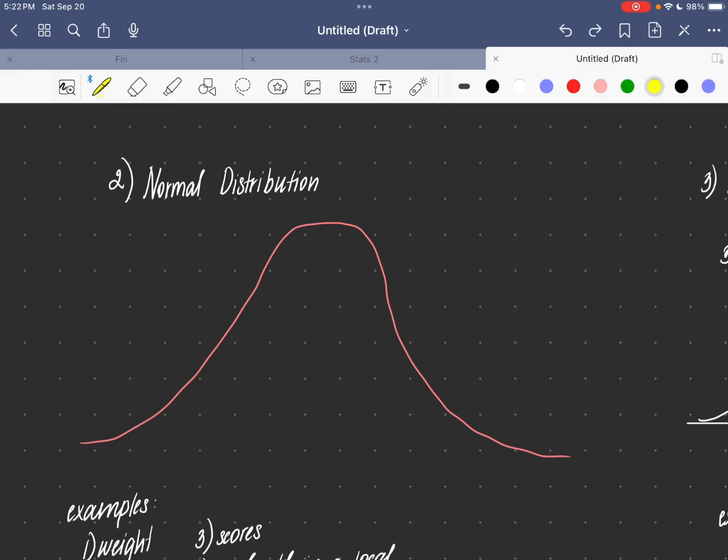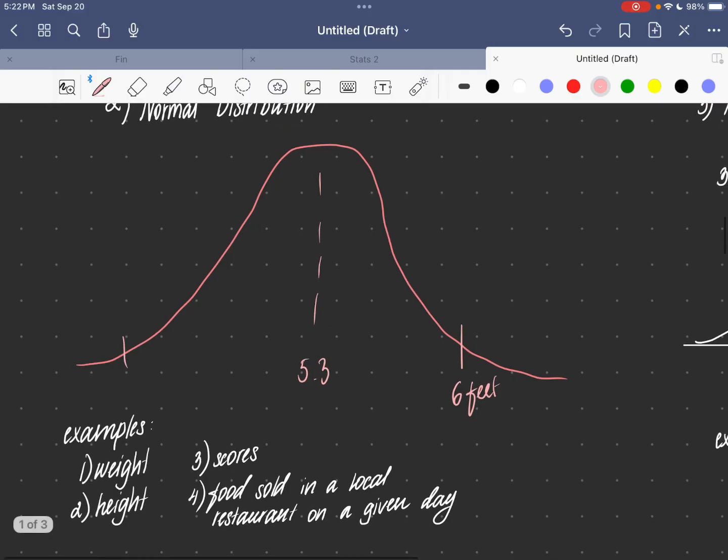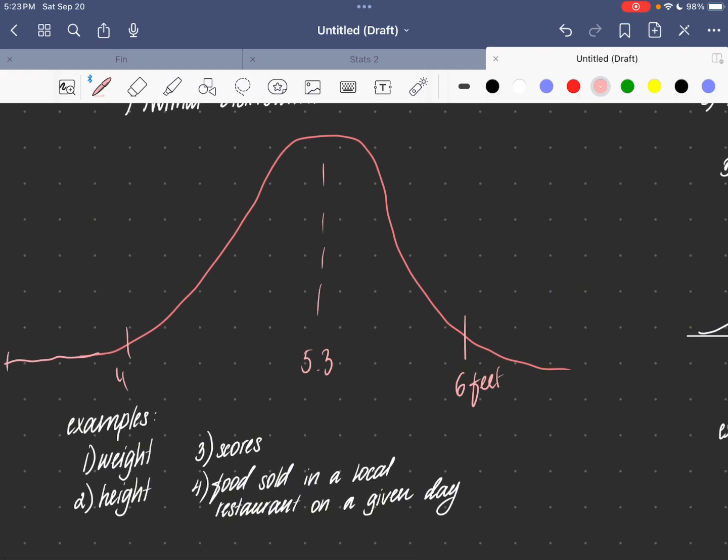This is why we call it a bell distribution. Examples of a bell or normal distribution could include weight, height, scores, or food sold in a local restaurant on a given day. For example, for height, right here you have people who are 6 feet. In the middle, for average, you have, for example, 5.3. And then here, maybe 4, somewhere like this. So the further away you move from the middle, the smaller the value gets. Right here, you might have someone who's 3 feet tall, which is pretty rare.